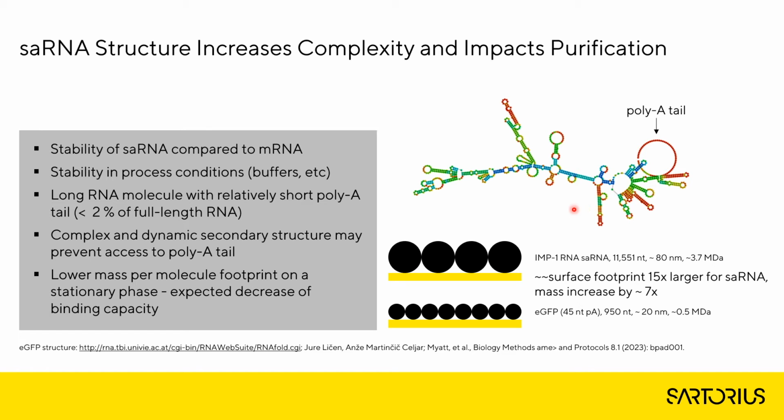When we talk about binding on oligo-dT, the poly-A tail is the key part which allows us to purify mRNA. And in self-amplifying RNA molecules, this poly-A tail is less than 2% of the full length of the RNA molecule. And this means that, combined with the complex secondary structure, this may result in poor accessibility of the poly-A tail, which would prevent or reduce the ability of RNA constructs to bind onto the oligo-dT column.